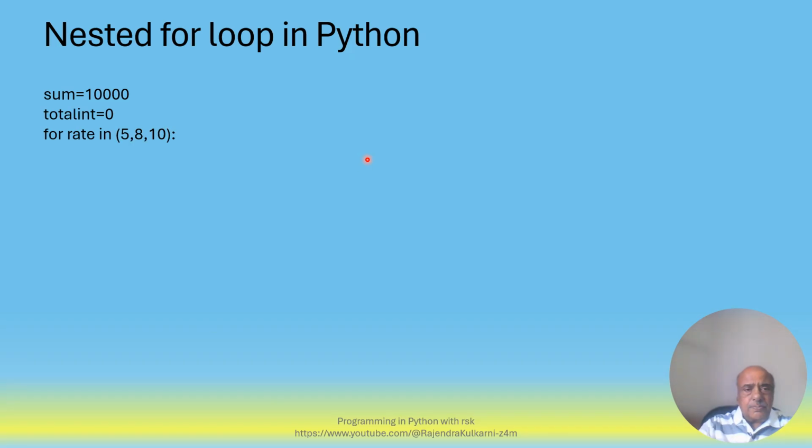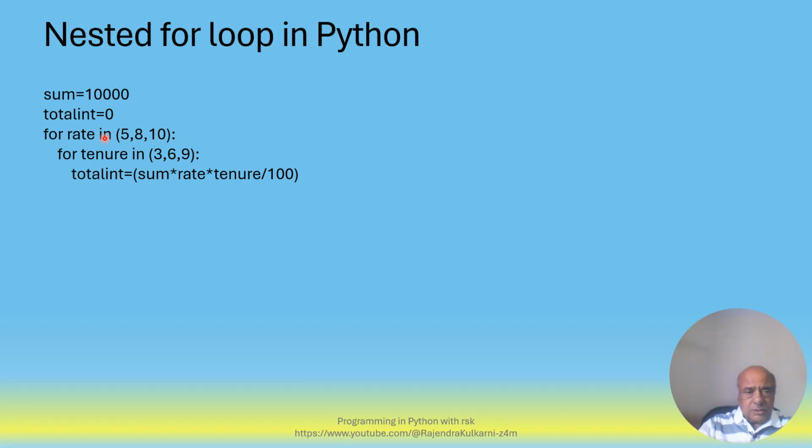Now this program explains how it is done. We have an outer for loop, for rate in 5, 8, 10. These 3 values we want to assign to rate. Then another for loop which is now nested in the outer for loop. This is the inner for loop, this is the outer for loop. For tenure in 3, 6, 9, total int is equal to sum into rate into tenure divided by 100.